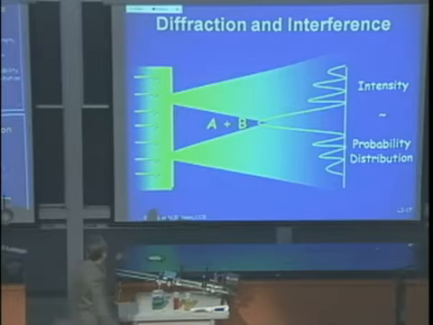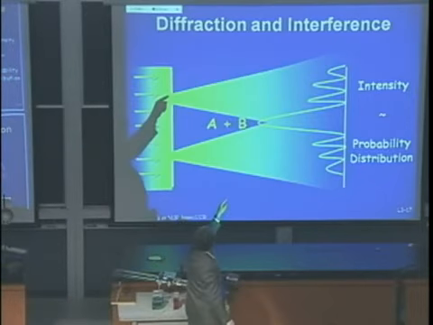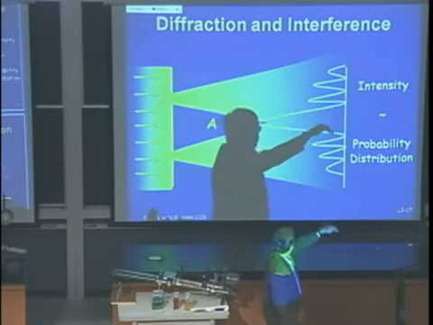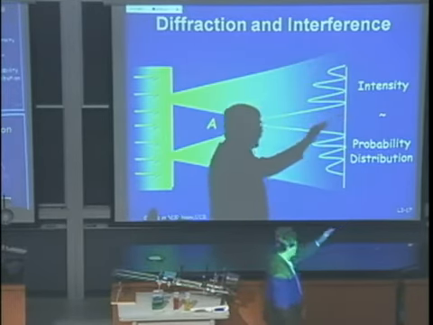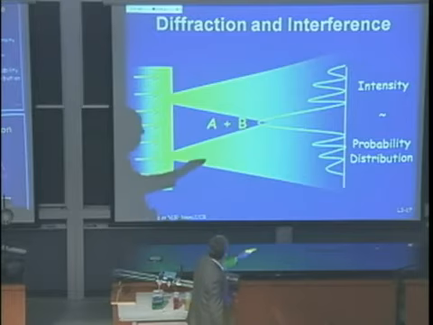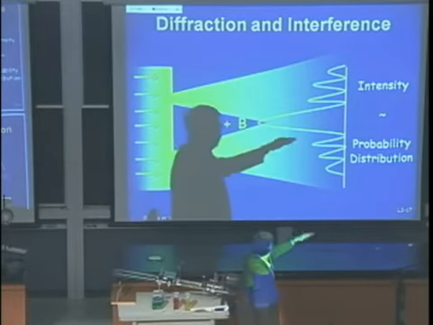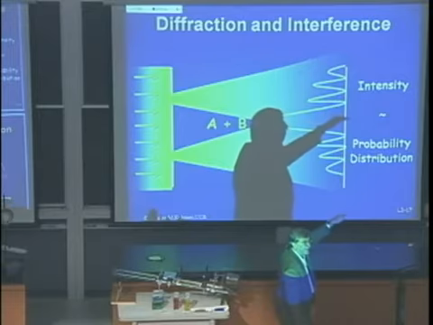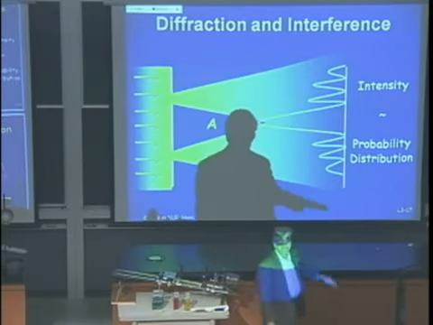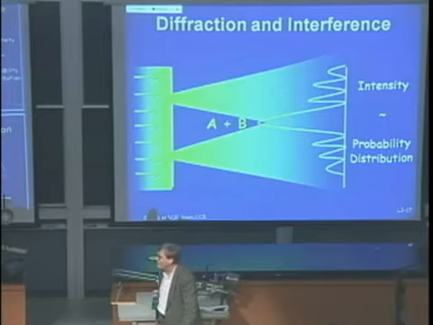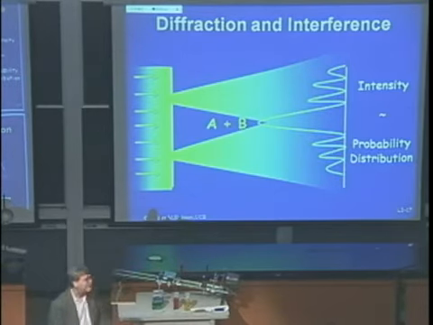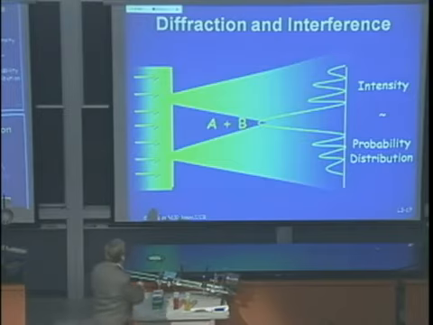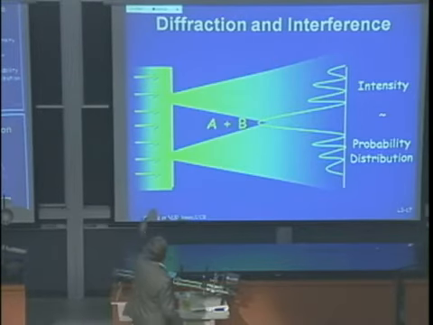So what happens here, this wave that comes here goes up, down, up, down, up, down, up, down, up. Okay? And this wave goes up, down, up, down, up, down, up, down, up. So you have constructive interference, and you get a very bright peak here. Now, let's look at this one here.